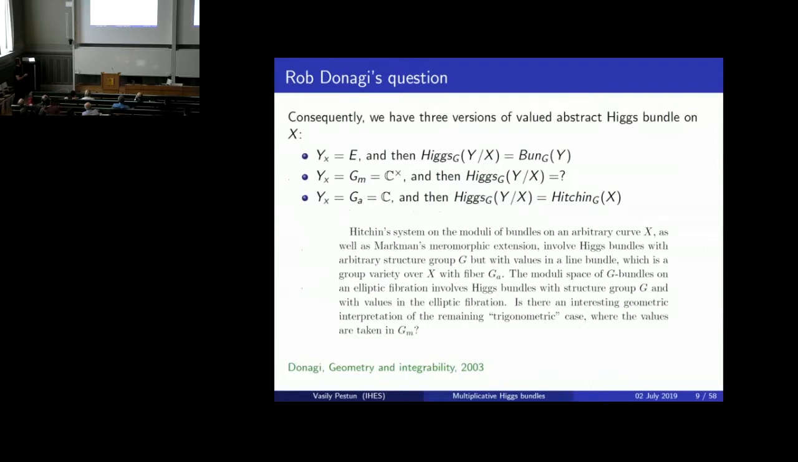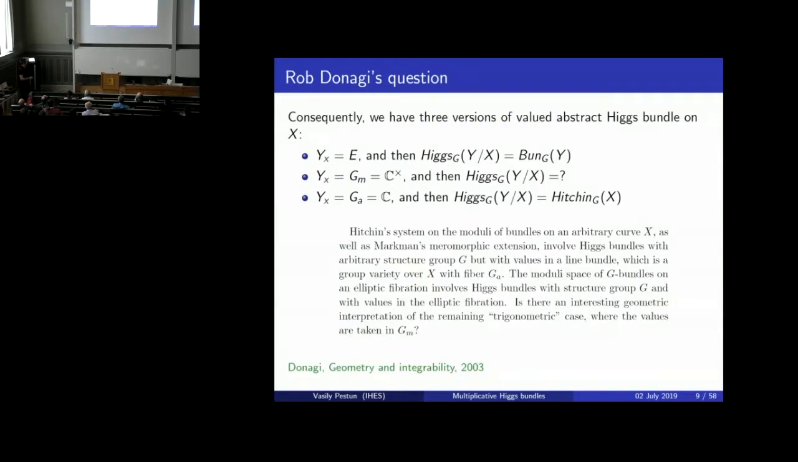The case of the usual Hitchin system, in these notations, corresponds to the additive case when the fiber over X is C, just a line, or the group under addition. And in this case, the Higgs moduli space of G over X is the usual Hitchin system. The opposite case, when the fiber is an elliptic curve, is the space of the G bundles on the two-dimensional elliptically fibered surface Y. And then there is an intermediate case.